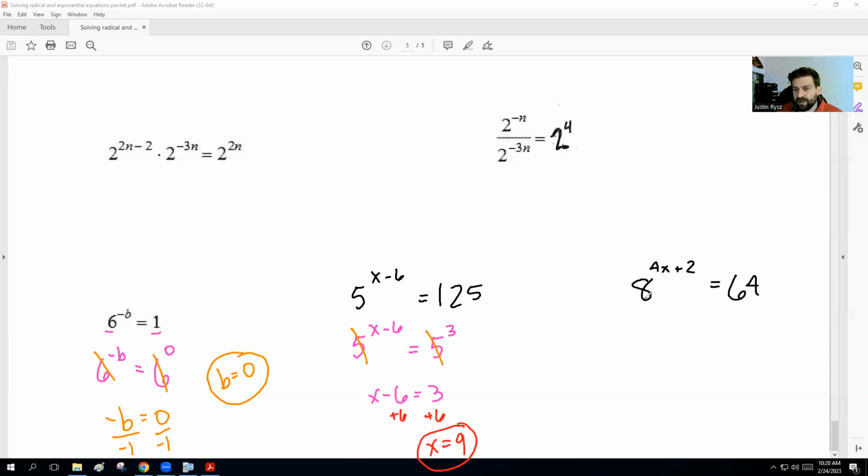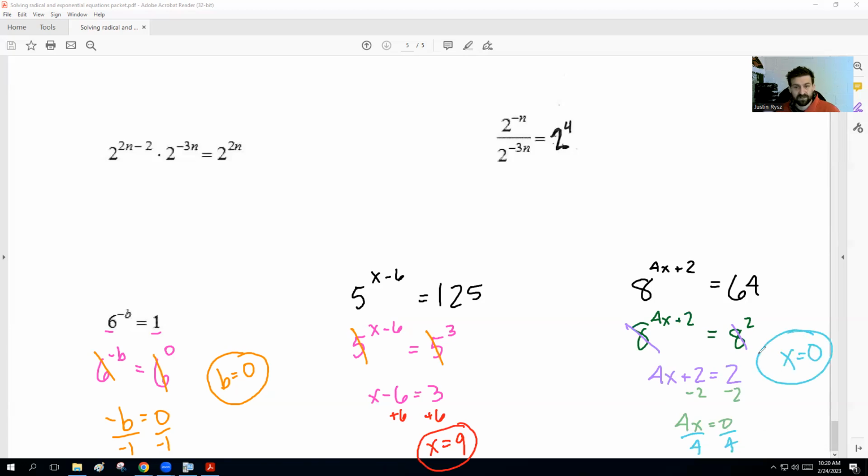All right, the last one here. We've got 8 to the 4x plus 2 equals 64. So 8 we'll leave alone. Sometimes you have to change both, but this time we can just say 64 is really 8 squared. Now we have the same bases, and they cancel each other out. We get 4x plus 2 is equal to 2. We subtract the 2 away, we get 4x is equal to 0. And when we divide by 4, x would still equal 0. So sometimes we do have to convert to get similar bases.